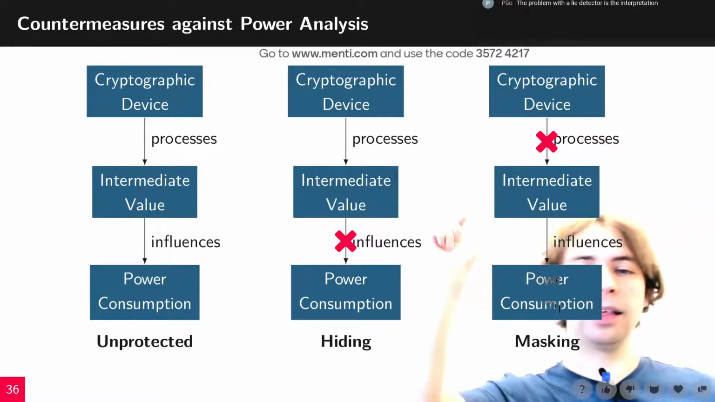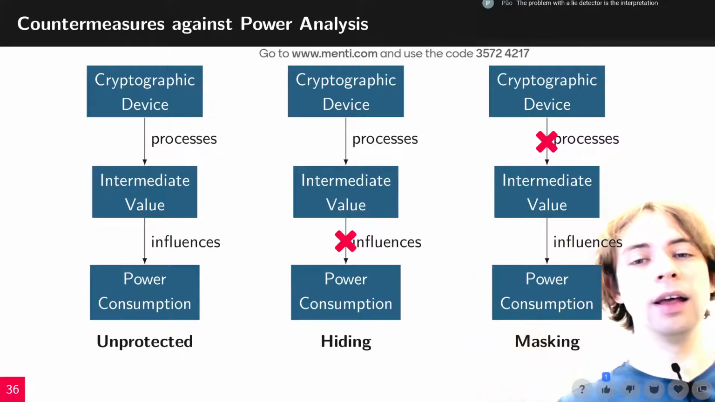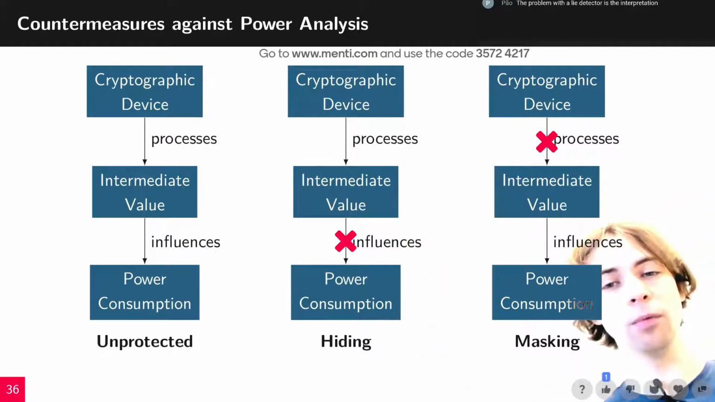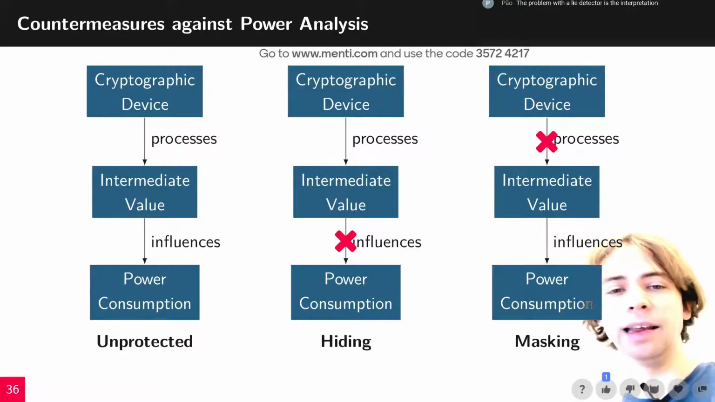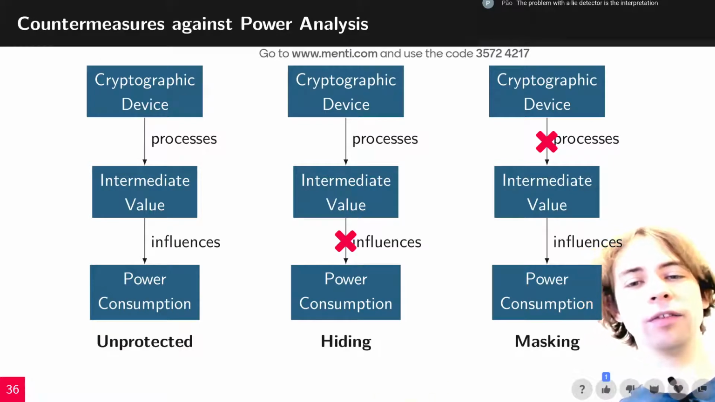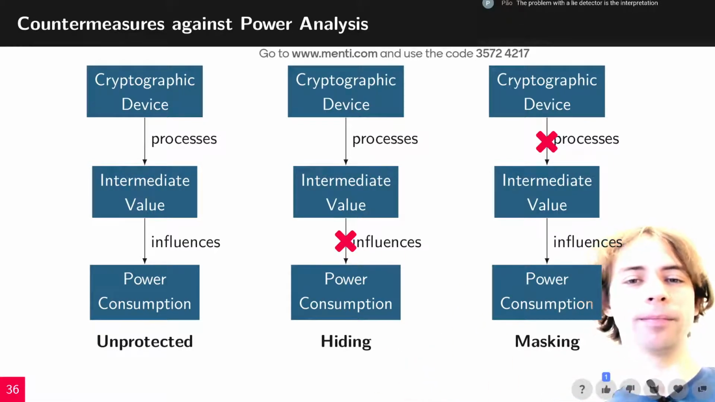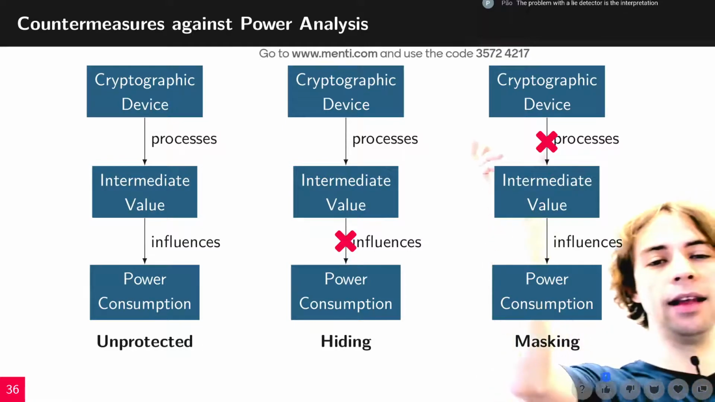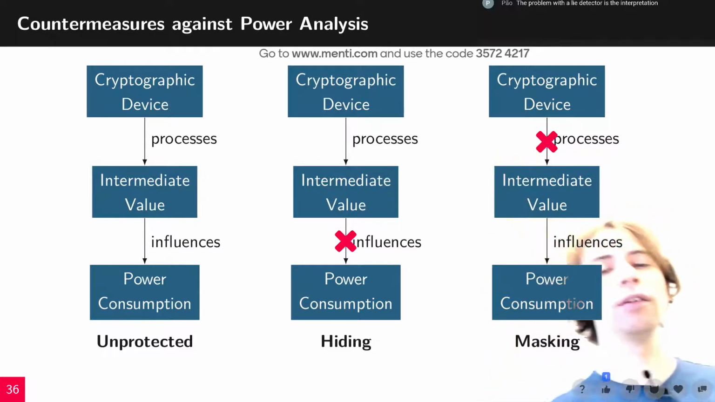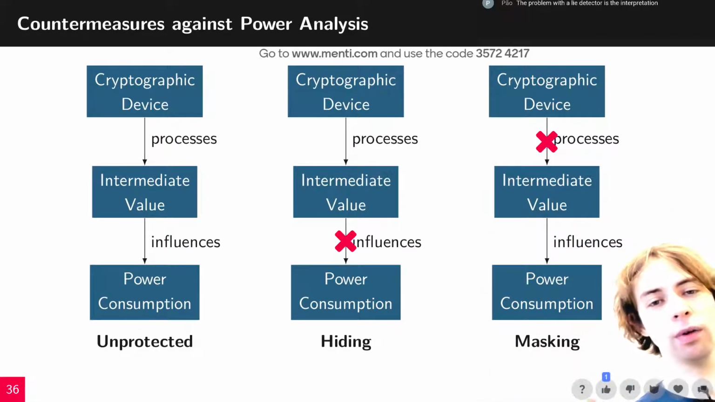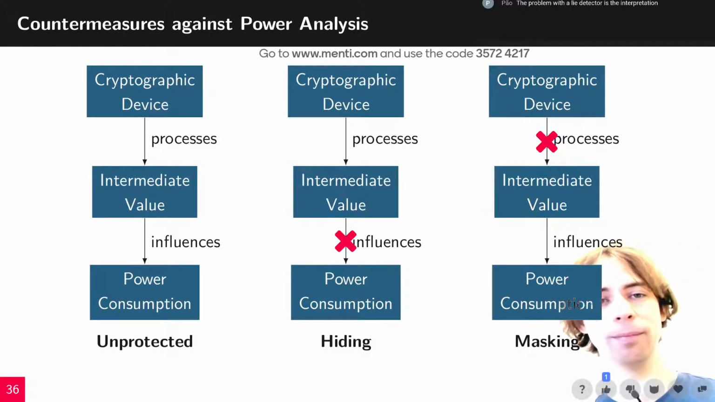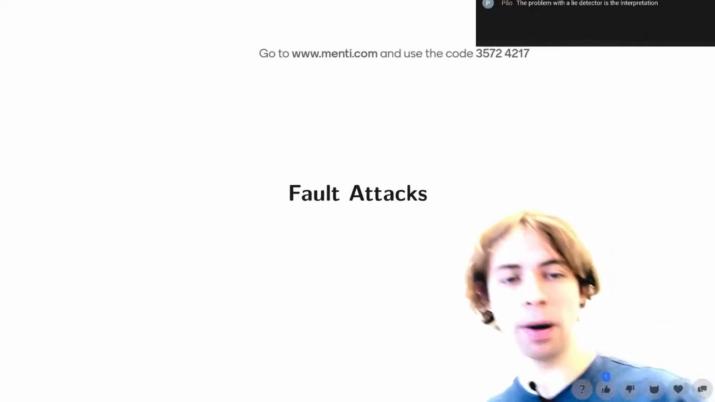The one is hiding, and there we try to make sure that the power consumption is not related to the intermediate value anymore, or maybe it's buried in noise. So we add so much noise that you can't see it anymore. We add so much variation that this becomes invisible. The other option is masking, and there you make sure that the intermediate value does not give you information about the key anymore. So even if you observe this, you then have data that you can't really do anything with. And with that, we are done with the power side channel attacks.